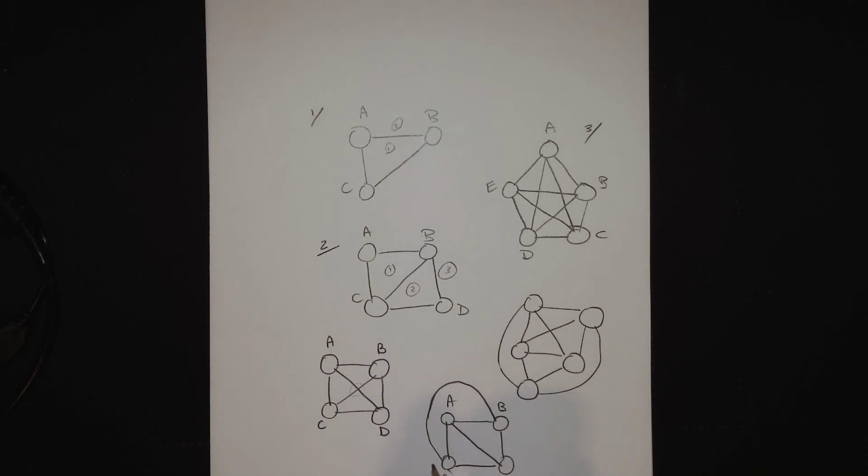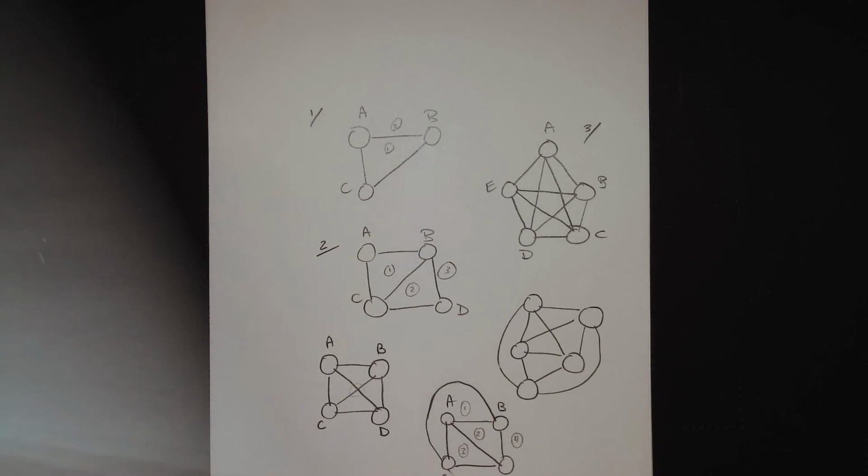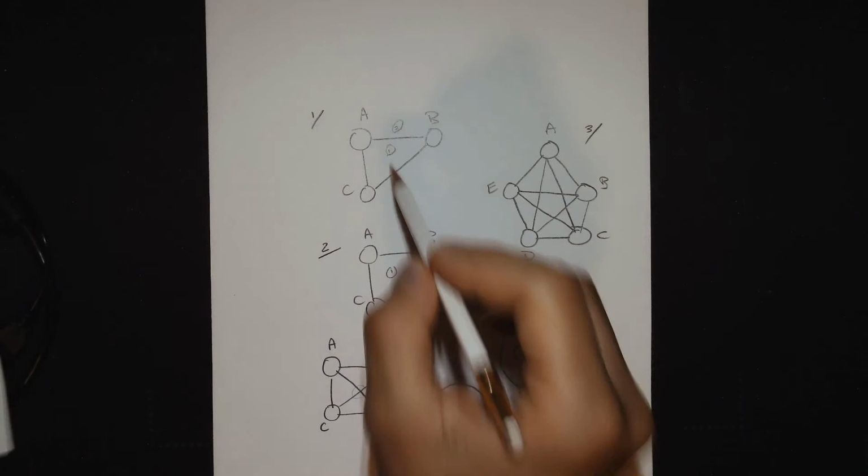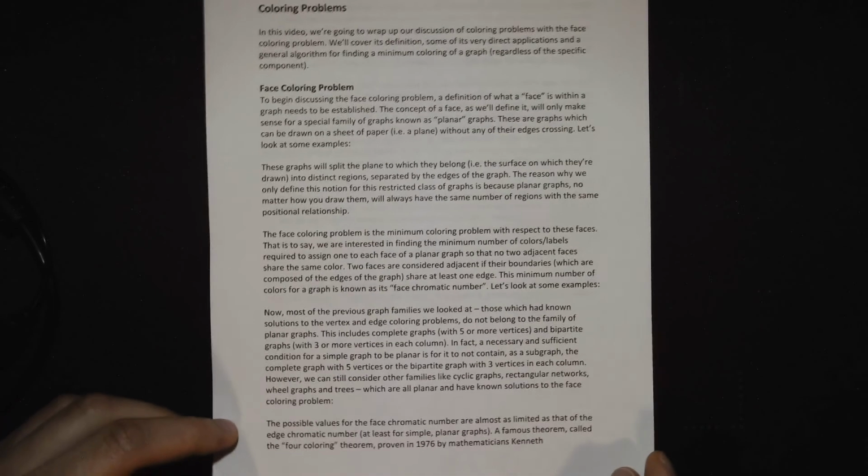And then the complete graph on 4 vertices splits the plane into 4 regions, 1, 2, 3, 4. So again, these planar graphs will split the plane on which they're drawn, the page on which they're drawn, into distinct regions, and we call these regions faces. The reason we only define this notion for the restricted class of planar graphs is that for planar graphs, no matter how you draw them, they'll always have the same number of regions with the same positional relationship.